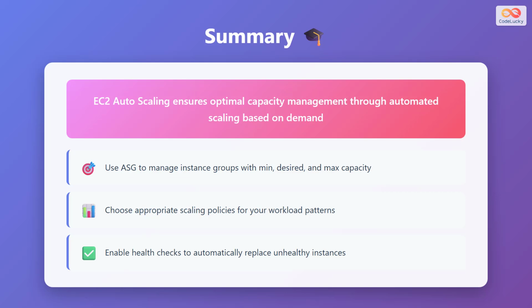To recap, EC2 auto scaling ensures optimal capacity management through automated scaling based on demand. Use auto scaling groups to manage collections of instances with minimum, desired, and maximum capacity settings. Choose appropriate scaling policies that match your workload patterns, whether predictable or variable. Always enable health checks to automatically detect and replace unhealthy instances, ensuring your application remains highly available. With these fundamentals, you're ready to implement dynamic scaling for your AWS workloads.